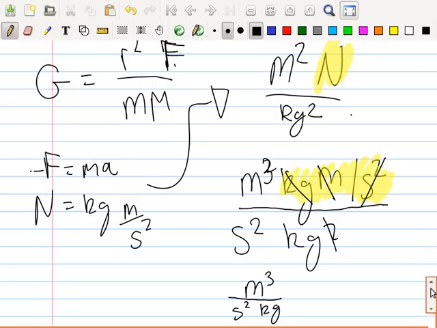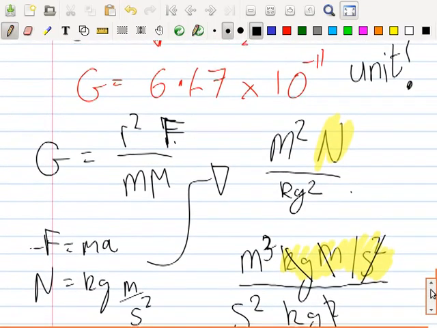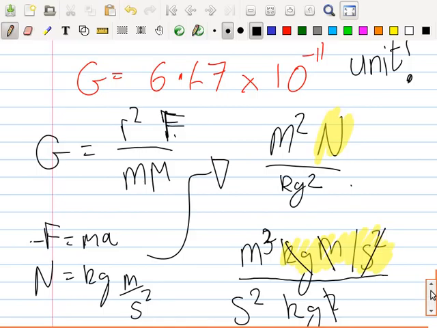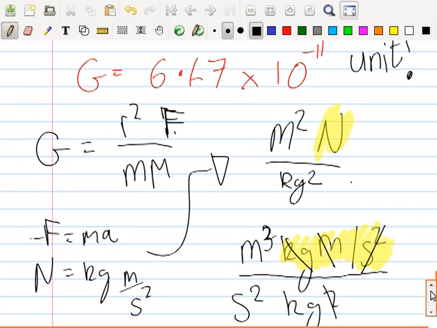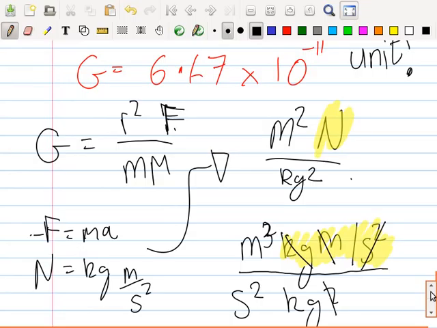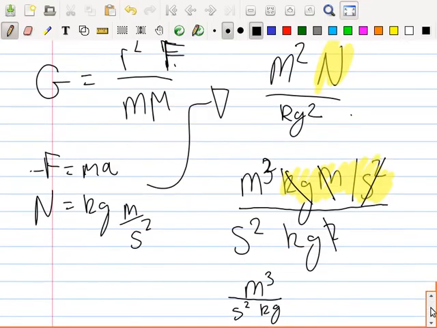Okay. Shall we look at some examples? This is the SI unit for G. G always remains a constant. It's the same everywhere in the universe. But they will test us on this SI. I think this is in the exam book.